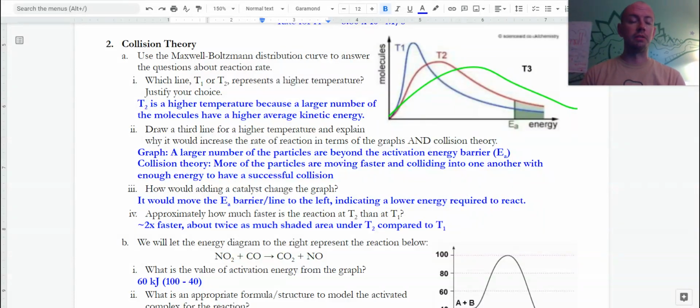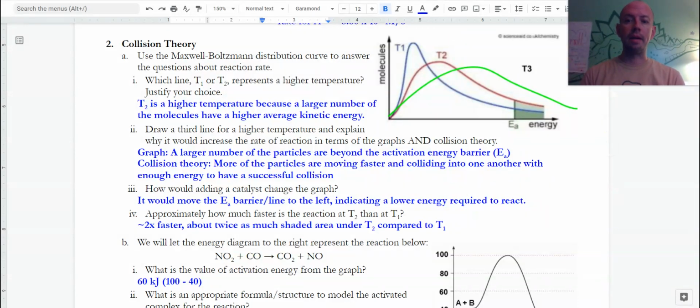And these two gentlemen actually did a lot of the proof of statistical mechanics related to chemistry and physics. But as we go to the right, T2 is constantly higher in terms of the number of particles at that higher energy. The third line that I drew is showing that we have a higher temperature.